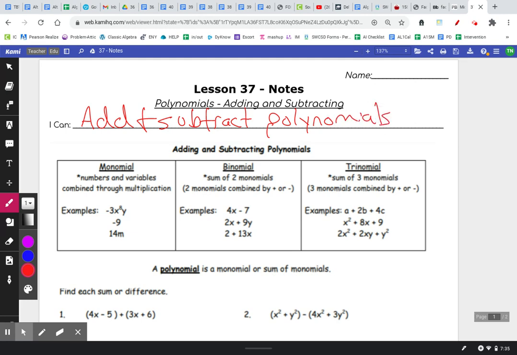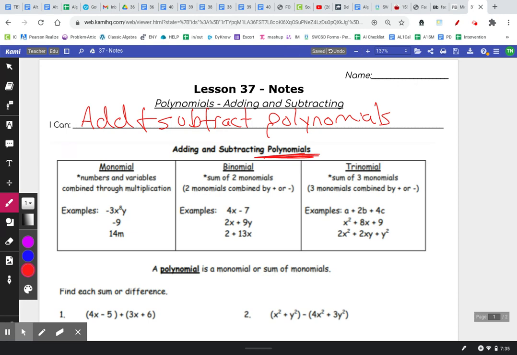Okay, little quick piece of information for you before we start adding and subtracting them. We need to know what the heck is a polynomial, okay? A polynomial is just a combination of numbers and variables, combined through either multiplication, addition, or subtraction. So 3 of the main types of polynomials, it's a word you're going to want to get used to.